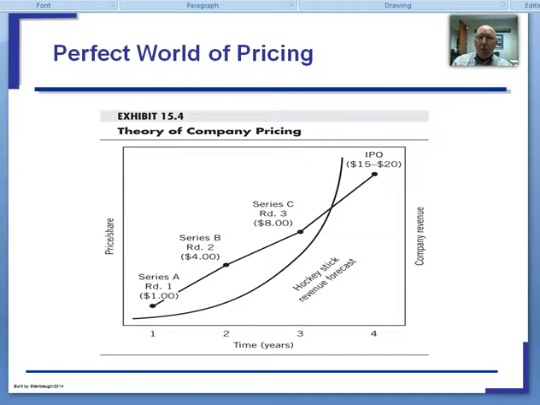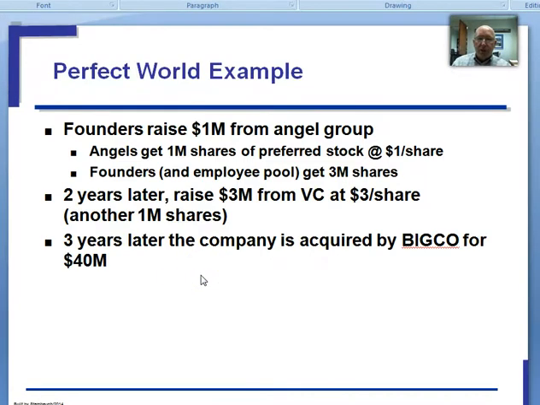So now what I want to discuss is how some of these deal terms get played out in practice, in money. The chart that you see now is the perfect world of pricing. In other words, you have to raise money a couple of times, and each time it's at a higher share price or higher valuation until finally the company goes public and everybody gets rich. So that's the perfect world. Let me explain that to you with this example.